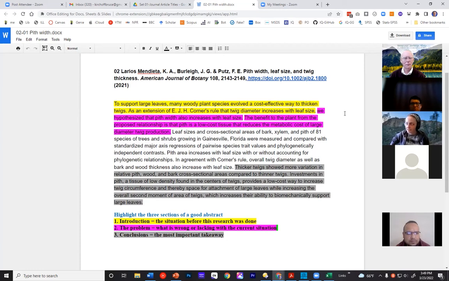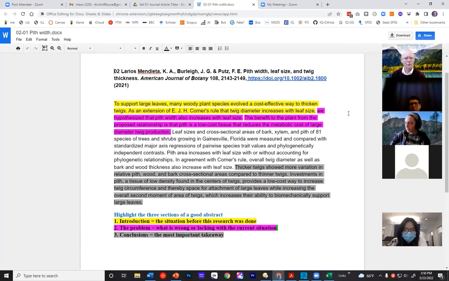And then in the white section, that is some of how they produce the data, and then more background on what kind of theories they're using to apply to their data. And so they have two conclusions, but one is a very specific one, which is thicker twigs showed more variation in relative pith, wood, and bark cross-sectional areas compared to thinner twigs.